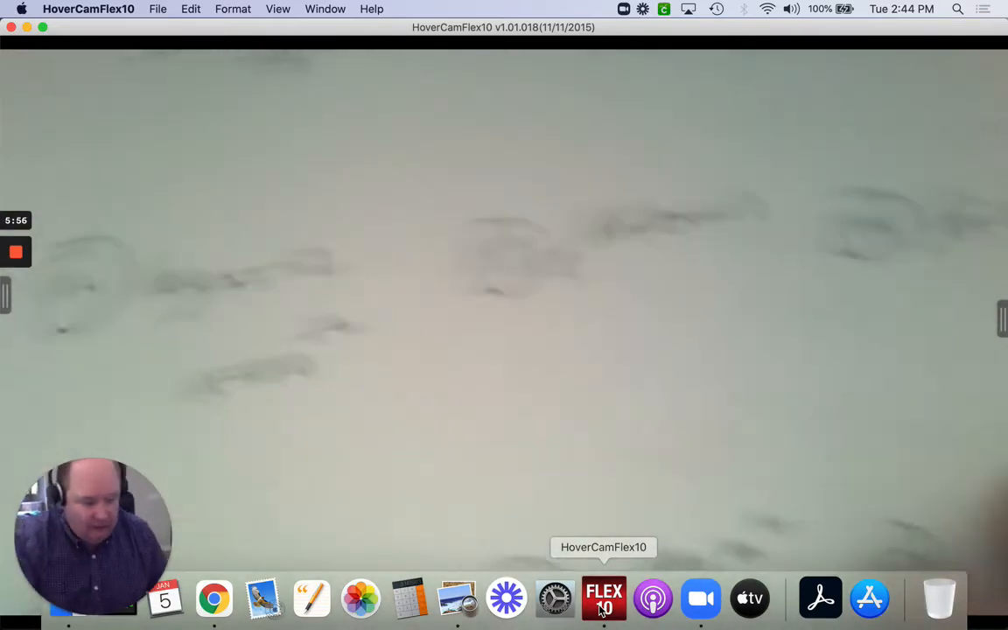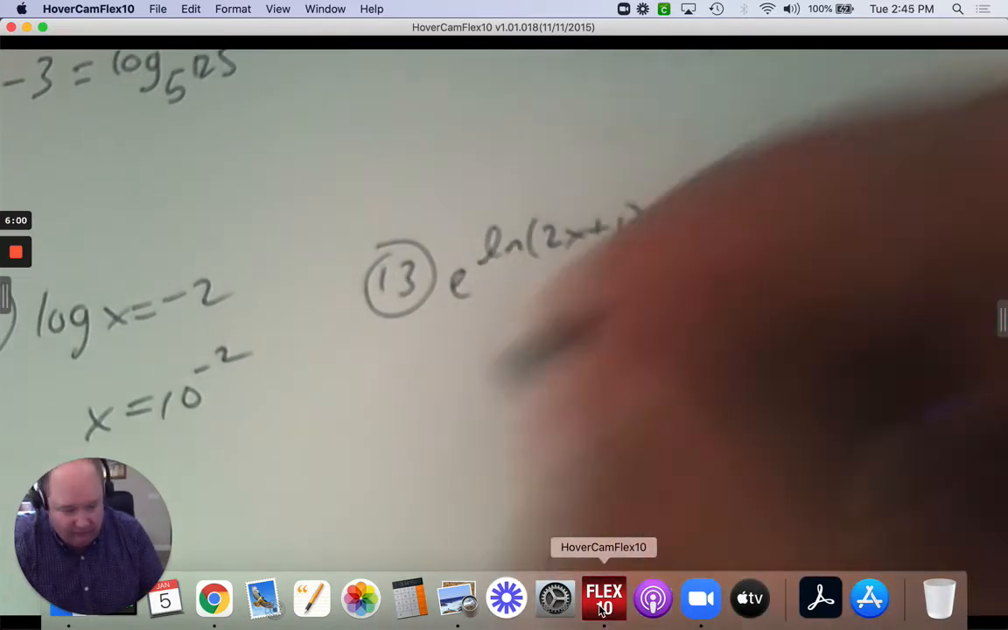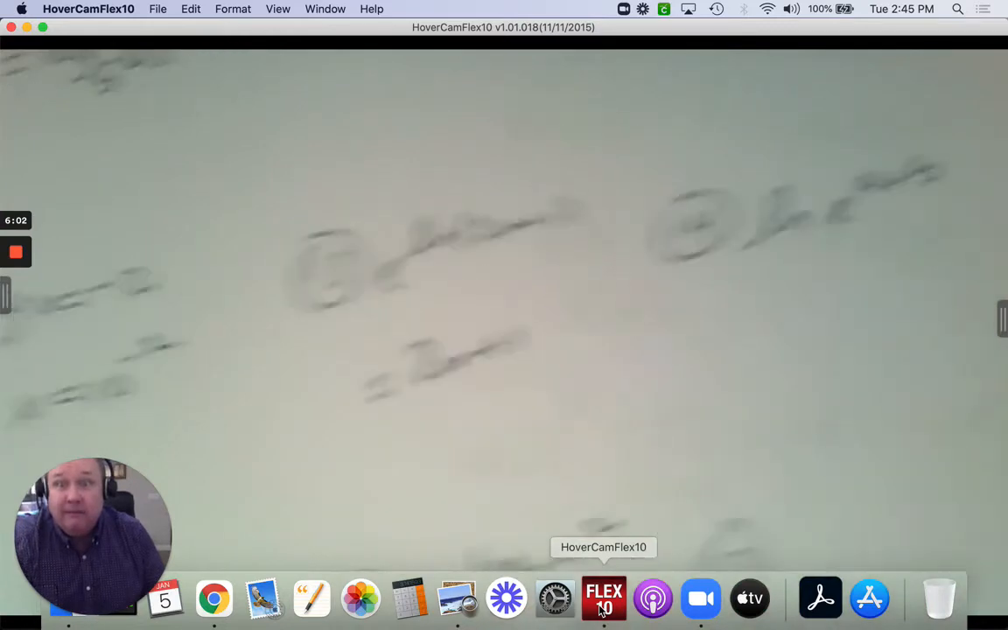Number 13, can you simplify this? e and ln undo each other. They're inverses of each other. So this answer is just 2x plus 1.